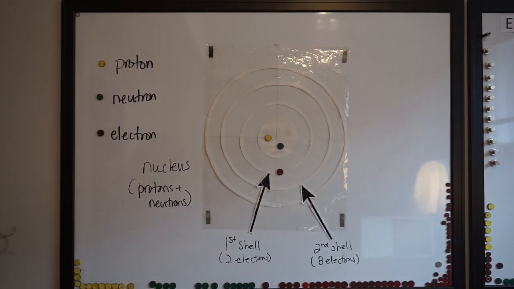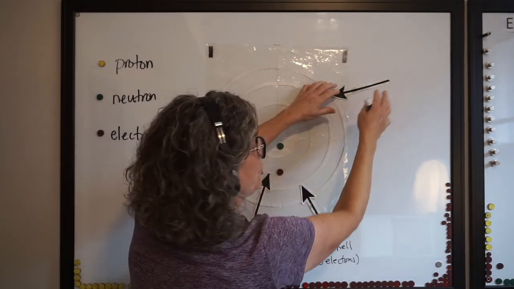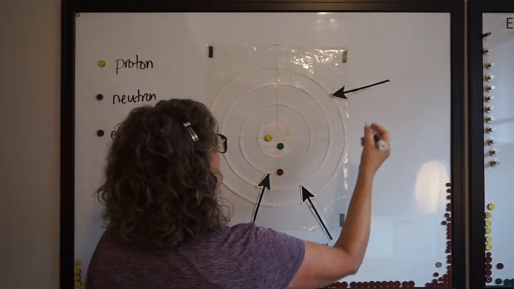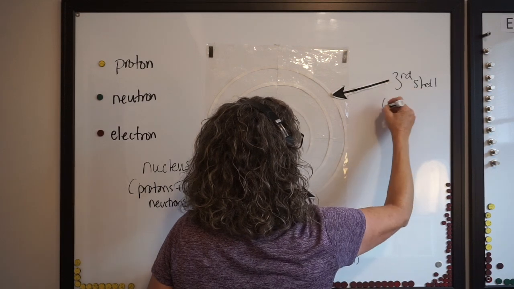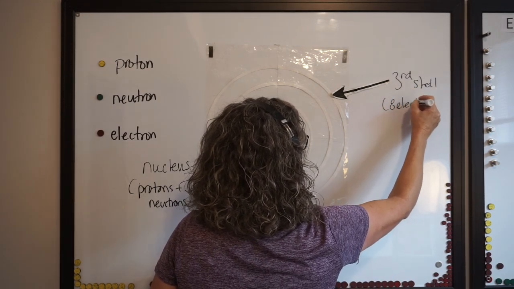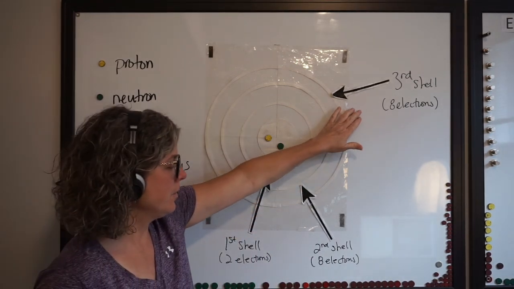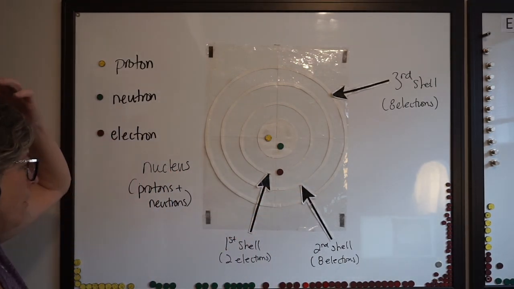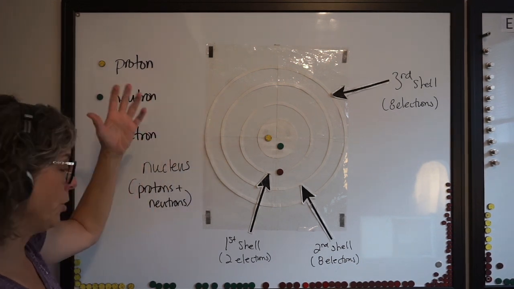And then the last one is our third shell. There are more shells the bigger the atoms are. Our third shell, for simplicity, we're just going to say holds 8 electrons. It does actually hold more, but we're okay with saying 8 electrons. So this model is still accepted and we're going to use it.